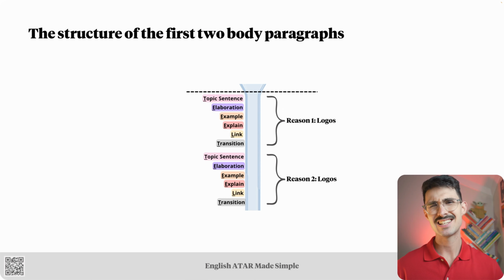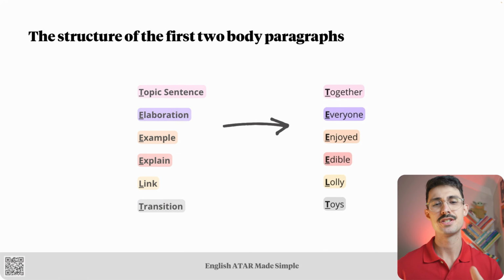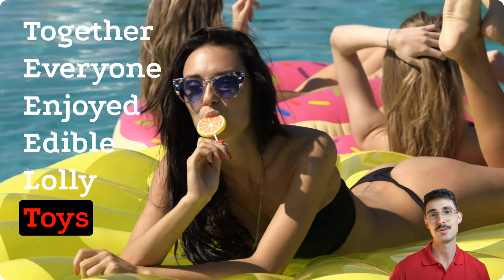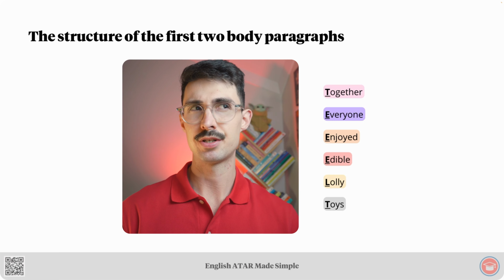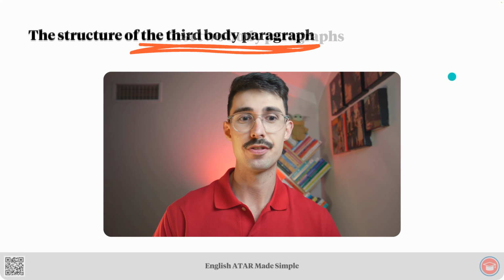as their elements. TEELT is a bit of a messy acronym to remember, so we'll use this mnemonic instead. Together, everyone enjoyed edible lolly toys. That's how we can remember the elements for the first 2 body paragraphs. Now let's check out our mnemonic for the 3rd body paragraph.